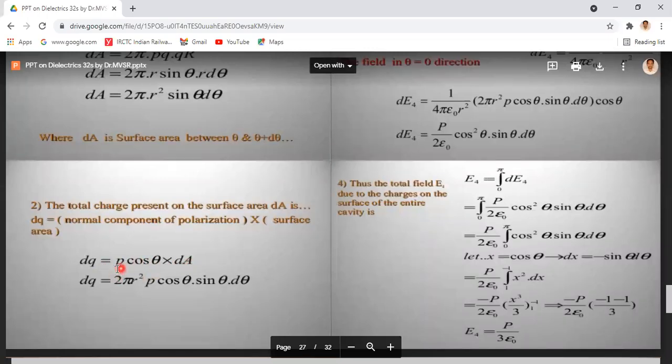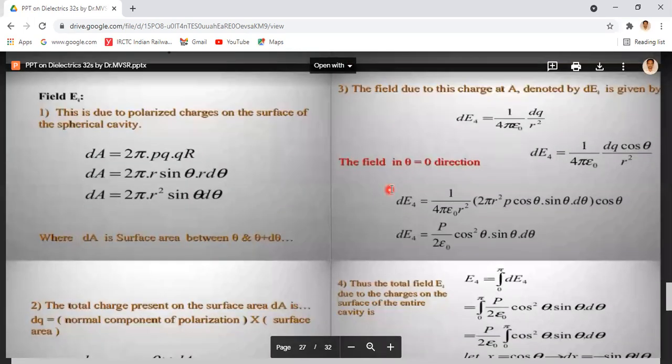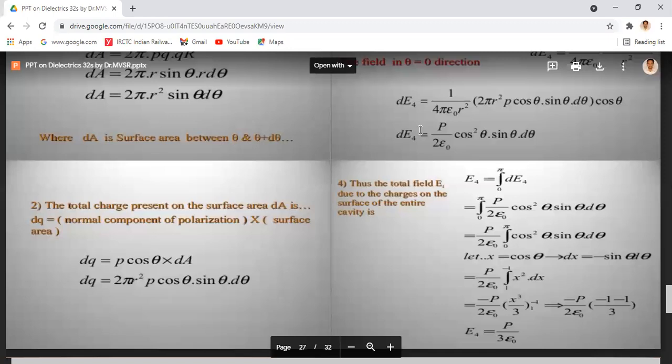Already we know that P is the polarization vector here. So dq is equal to P cos theta into dA. How does it come? Let me give some explanation. Already we know the polarization vector P.